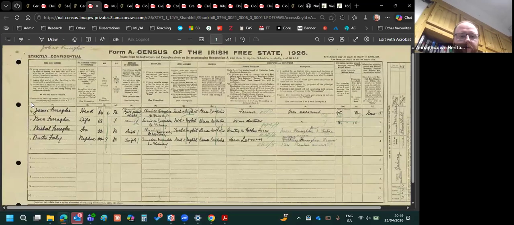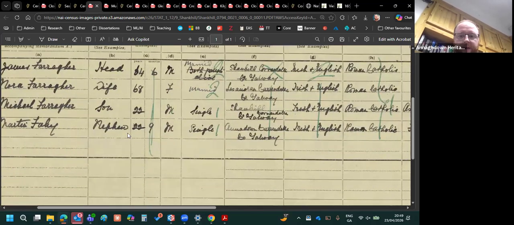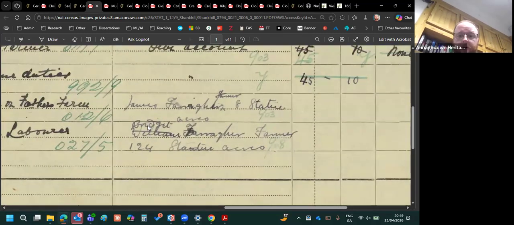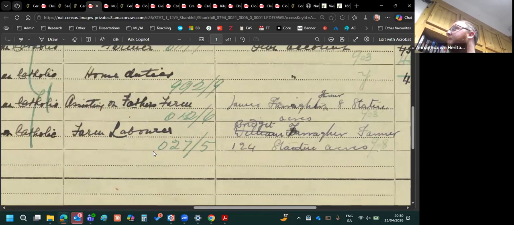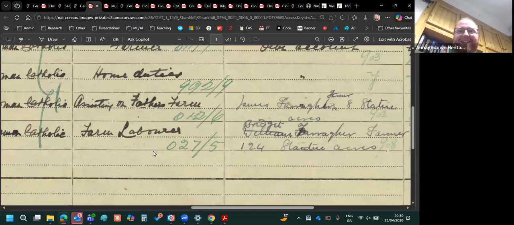So here, this is Shankill. So Farrer's in Shankill. Martin Fahey is a nephew of James Farrer, the head of household. But over here, it lists that he was working for Bridget Farrer, who's the Bridget Farrer we saw in Muckridge on the other form. So they actually had to know the number of acres that their employer had, which is a rather strange question, really, to ask. But yeah. Yeah. Subject to flooding. A lot of flooding.